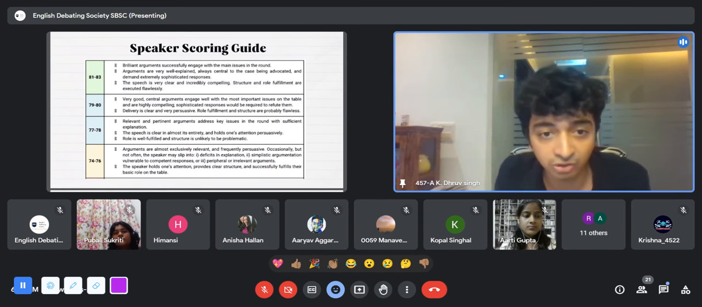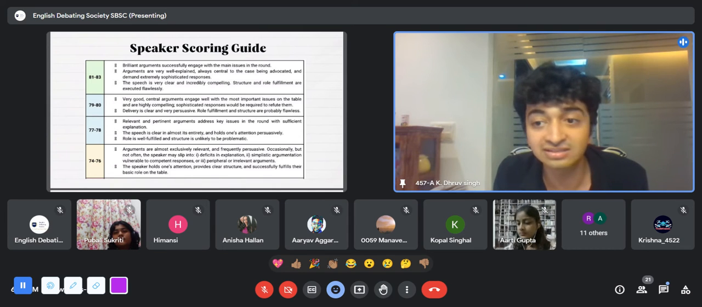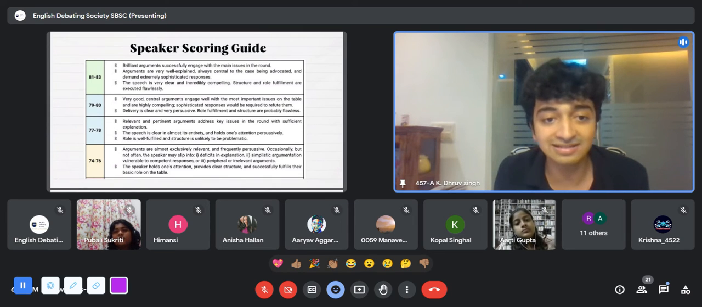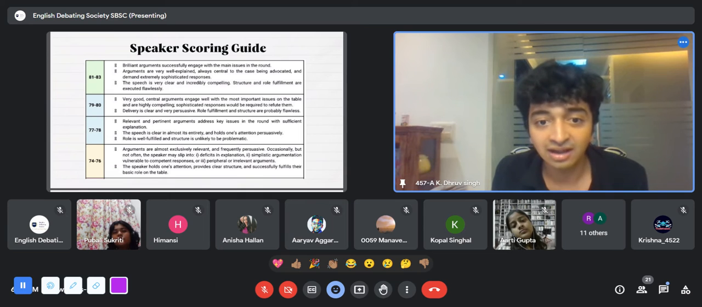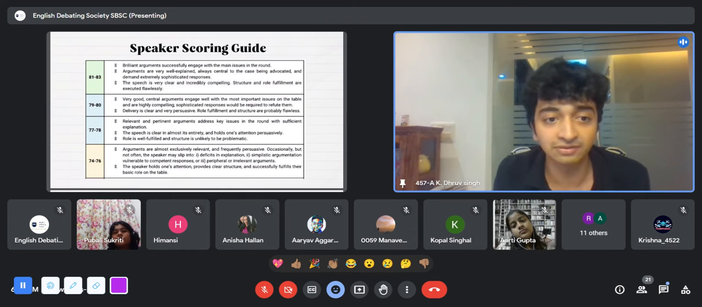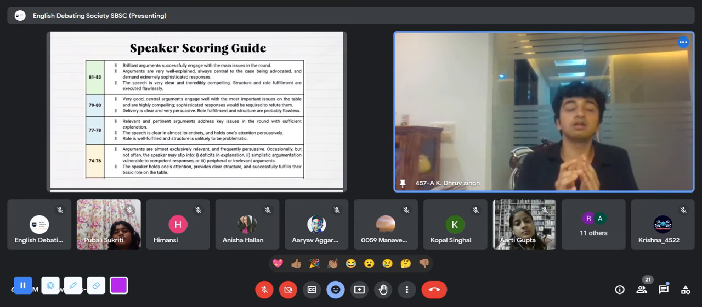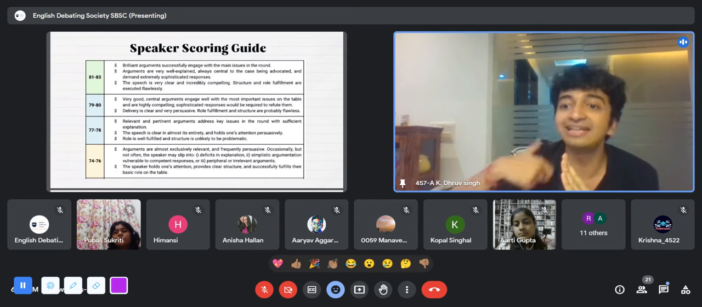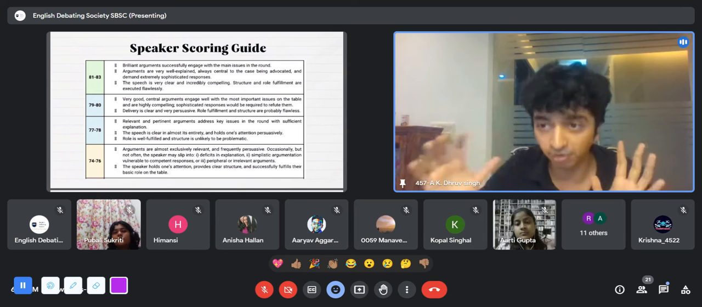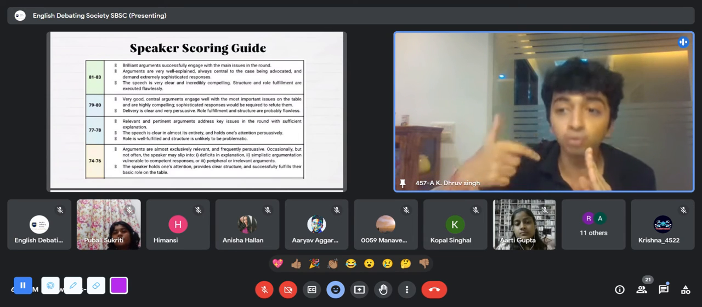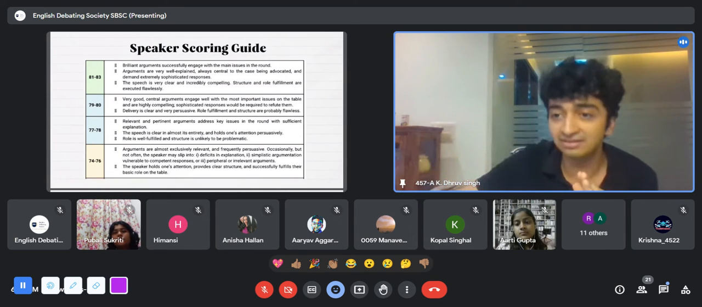Relevant and pertinent arguments address key issues in the round with sufficient explanation. The speech is clear in almost its entirety and holds one's attention persuasively. Role is well fulfilled and structure is unlikely to be problematic. So when you move on to the 77s and 78s, obviously the argument isn't perfect, right? But it's still more proven than what it was in the 74 to 76 range.